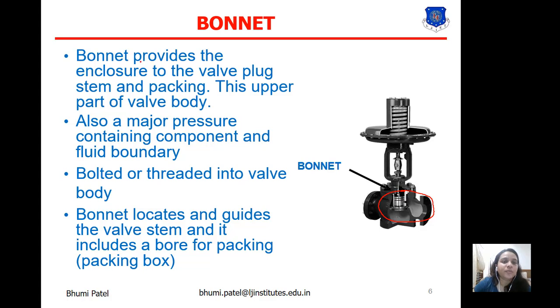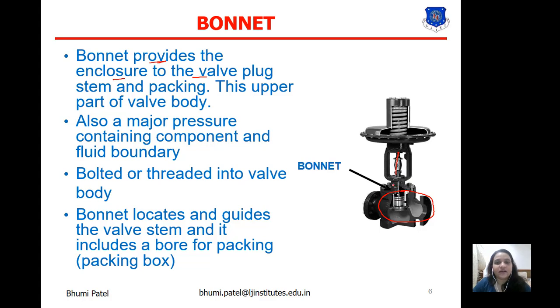So what is the function of the bonnet? The bonnet provides the enclosure to the valve plug stem and the packing. This is the stem of the control valve. It is also a major pressure-containing component and fluid boundary. The bonnet is bolted and threaded into the valve body. The bonnet locates and guides the valve stem, and it includes a bore for the packing box. So this is the function of the bonnet.